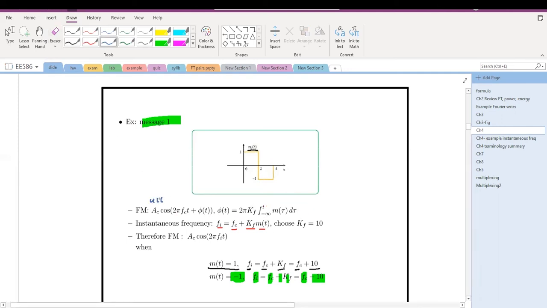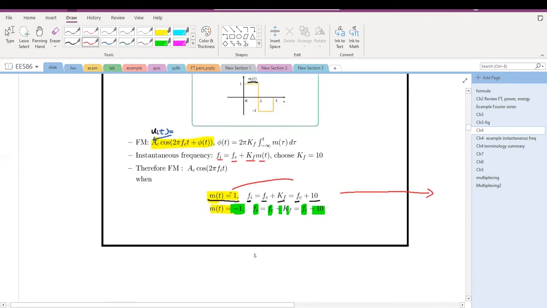So now if we want to plot the waveform of the modulated signal for FM, this is the modulated signal u(t) that equals this. When m(t) equals 1, the time is from 0 to 2. The frequency is fc plus 10. So that's a cosine signal, and we have higher frequency here. The magnitude is Ac.